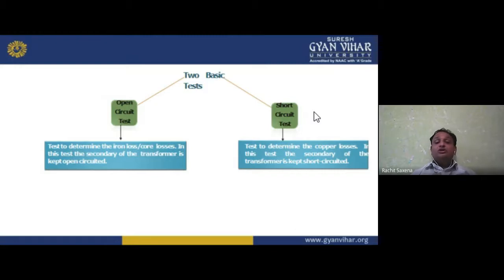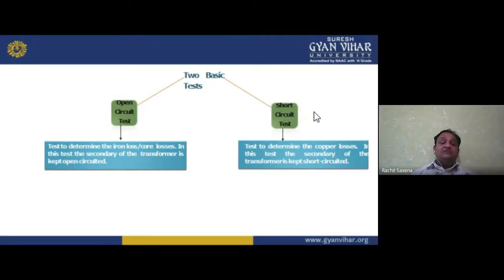But if I am talking about the short circuit test, we are determining the current-based losses, basically the copper losses. It is the test to determine the copper losses. In this test, the secondary of the transformer is kept short circuited. So primary open circuited, then secondary short circuited.